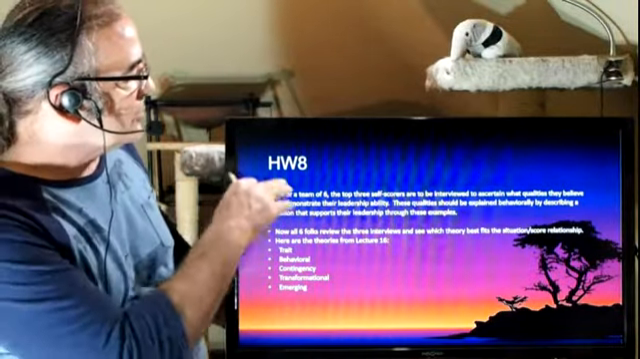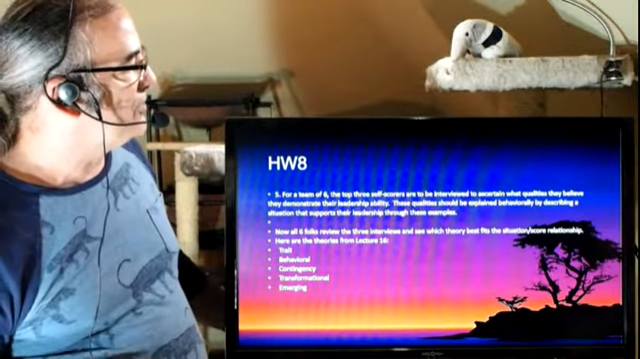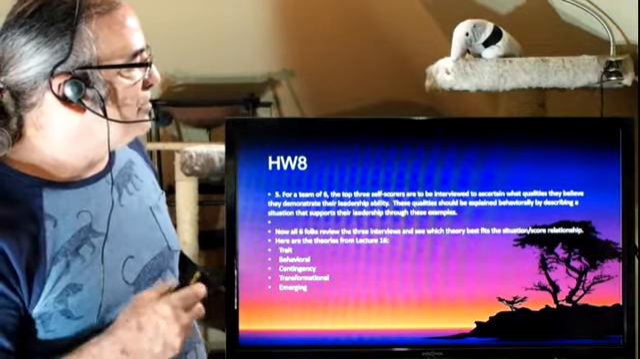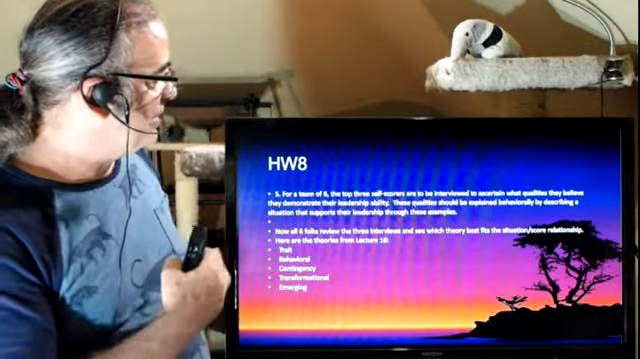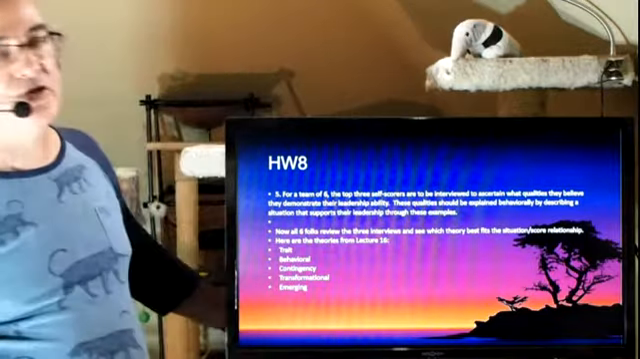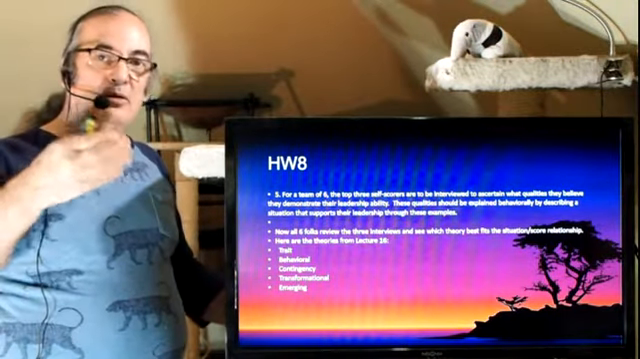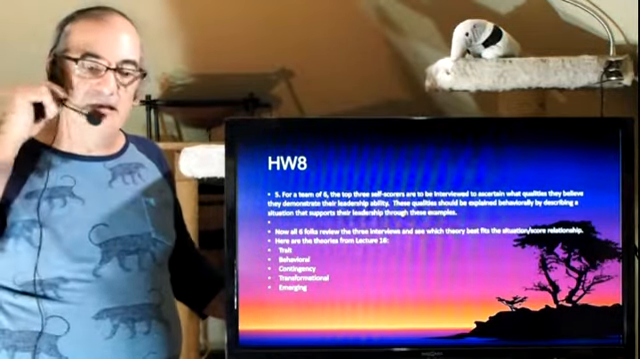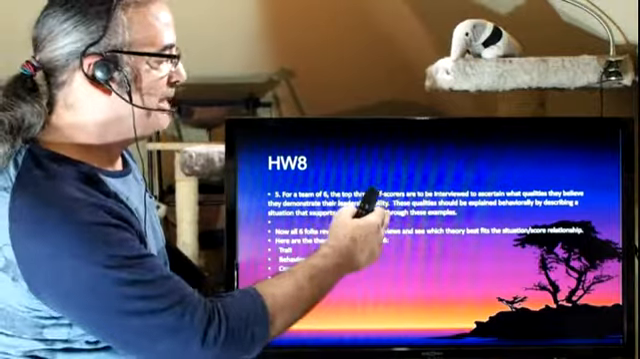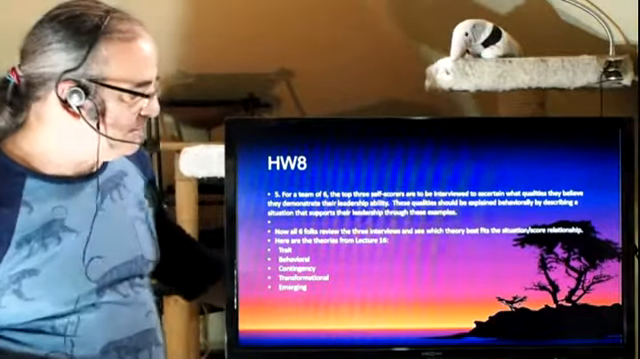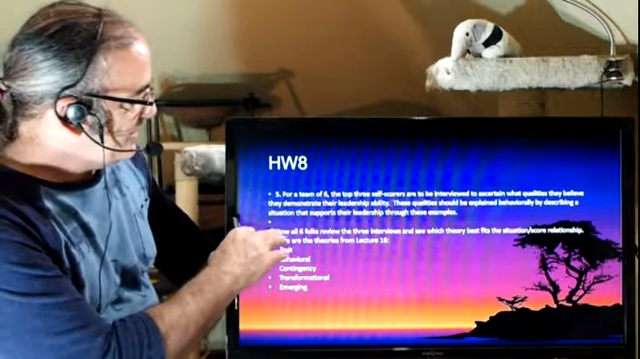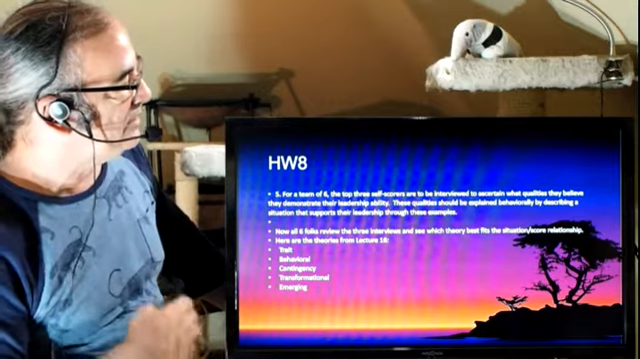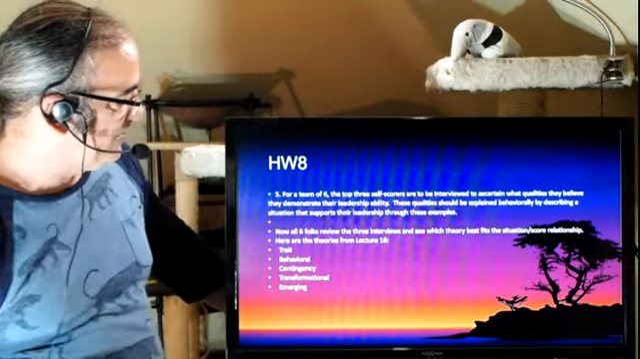For a team of 6, the top 3 self-scorers are to be interviewed to ascertain what qualities they believe they demonstrate their leadership ability. These qualities should be explained behaviorally by describing the situation that supports their leadership through examples. So if you are one of the lower scorers, then you're going to interview one of the higher scorers, and you're going to be looking to elicit information about traits, but I want evidence of this in terms of behavior. Now all 6 folks review the 3 interviews and see which theory best fits the situation-score relationship.